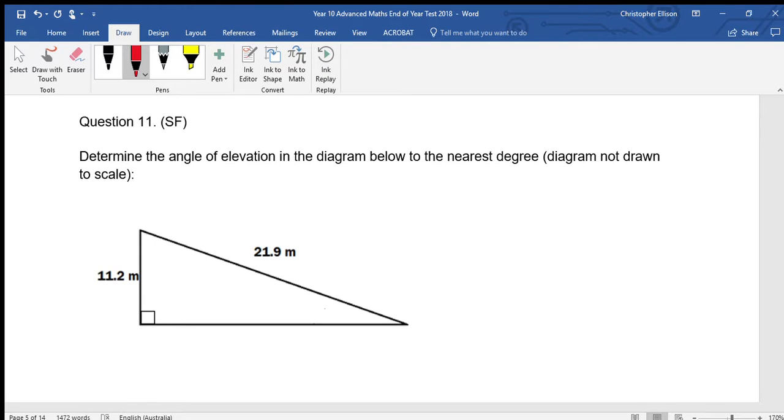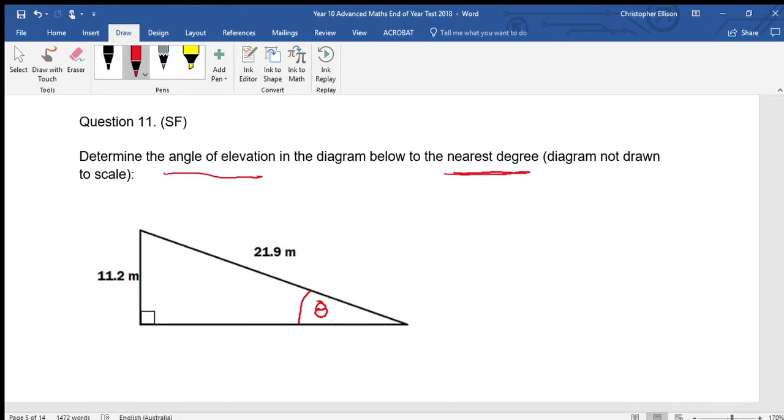Okay, with this question we're asked to determine the angle of elevation in the diagram below to the nearest degree. Now, an angle of elevation is always measured from the horizontal up. Angle of depression is always measured from the horizontal, but it will be down. So this is clearly the angle that we're asked to determine the value of.